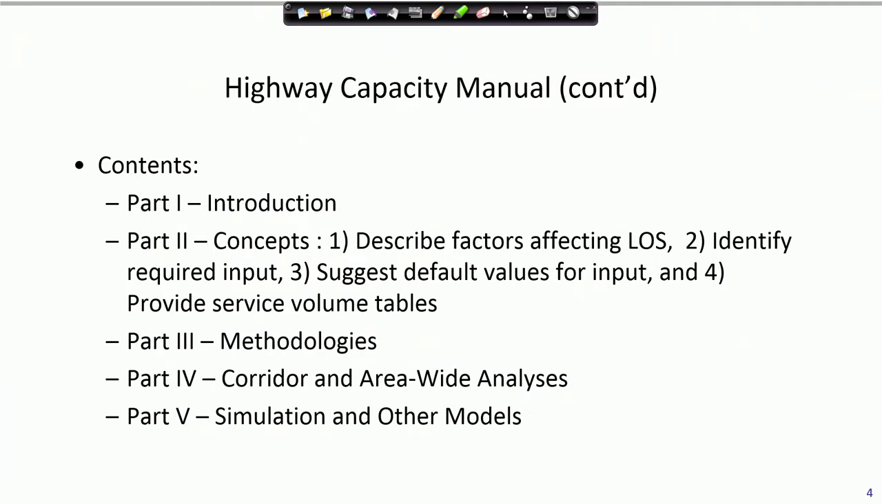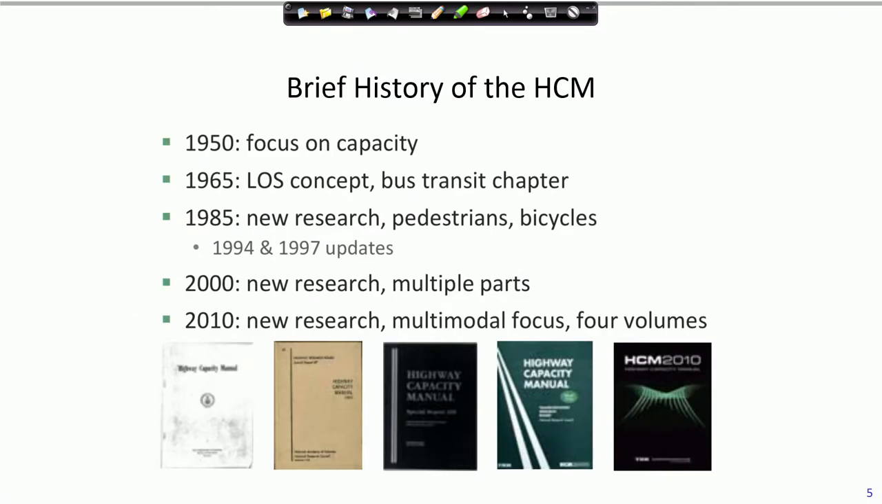It is a very complicated document now. It's over 1,000 pages. It used to be that students read it line by line to learn about traffic engineering, but it's not really recommended that way. Even one of the volumes is on CD-ROM or online only. They don't print it so big. This is a sort of brief history. It started in 1950. Back then, they wanted to understand the capacity concept. Back in the 1950s, they were building the interstate highway system. And understanding capacity is a first step to understand what is going on in our roadway system. So focus was that, and then later they added the concept of level of service.